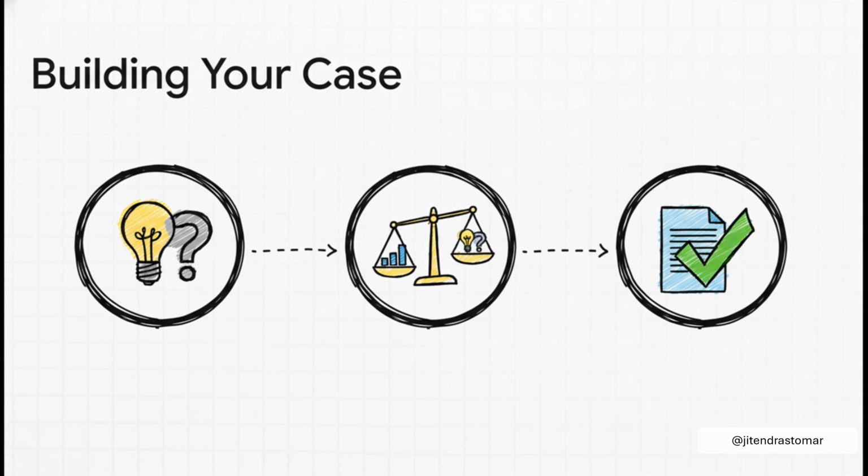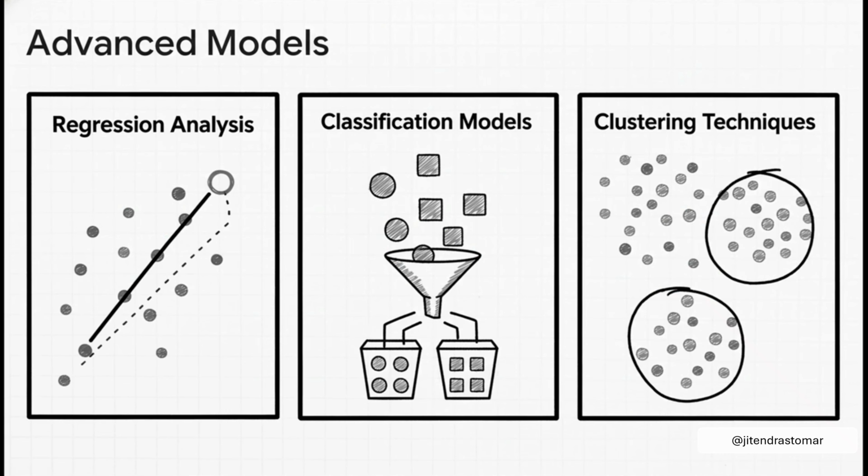Now, based on those initial clues, you form a hypothesis. It's just an educated guess about what's going on. For example, we think sales are down because of this new competitor. Then you use your data to really test if that's true. You're basically using the scientific method here to make sure your conclusions are built on solid evidence, not just a hunch.